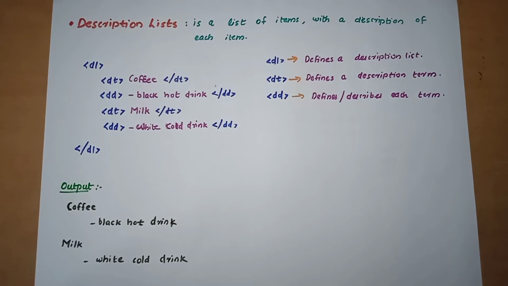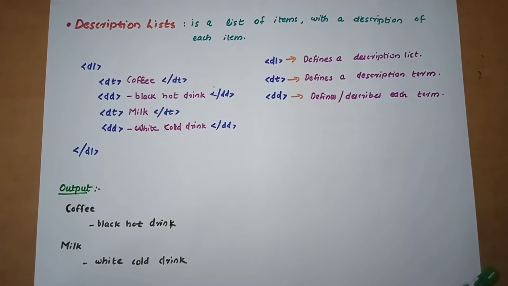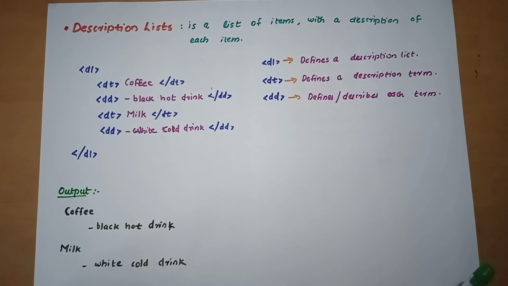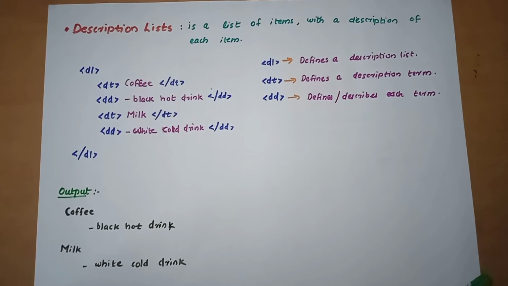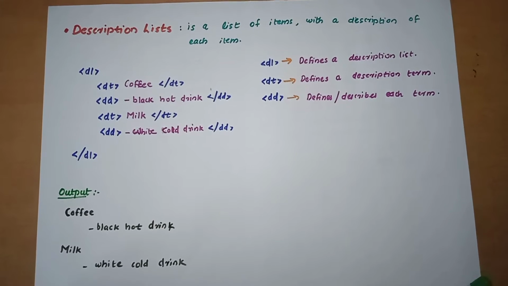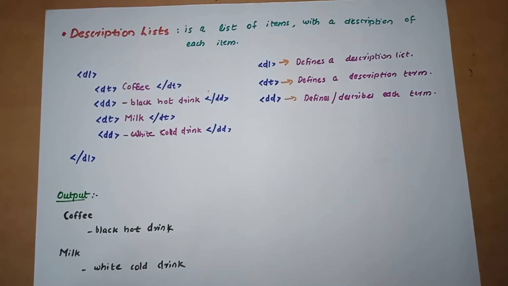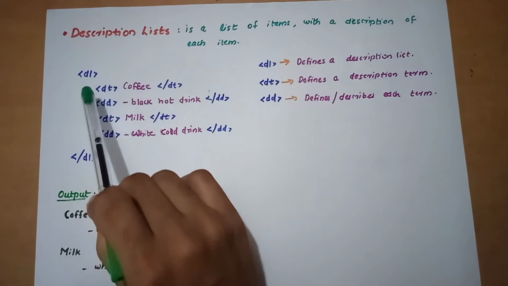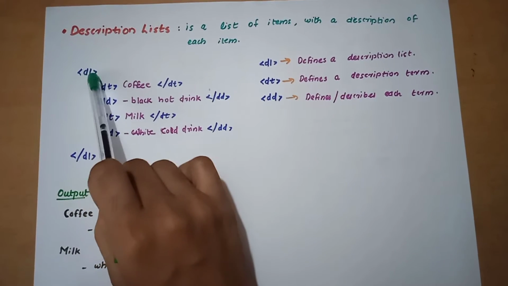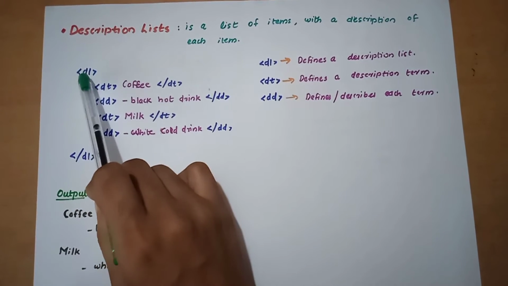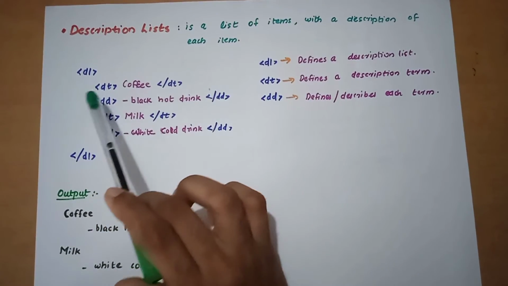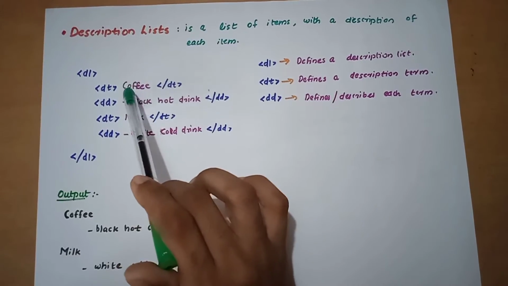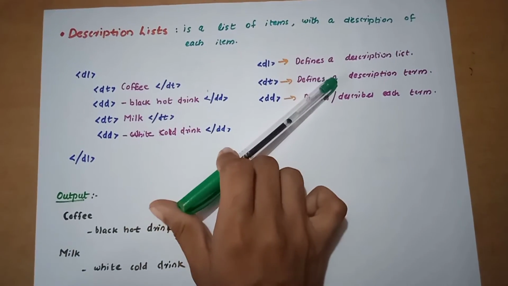So our third type of list is description lists. It is a list of items with a description of each item. If we need to add descriptions to each of our items, then we can use this kind of HTML list, that is the description list. So how do we represent it? We use DL. DL is the defining tag here. DL defines the description list, and likewise DT defines the description item.